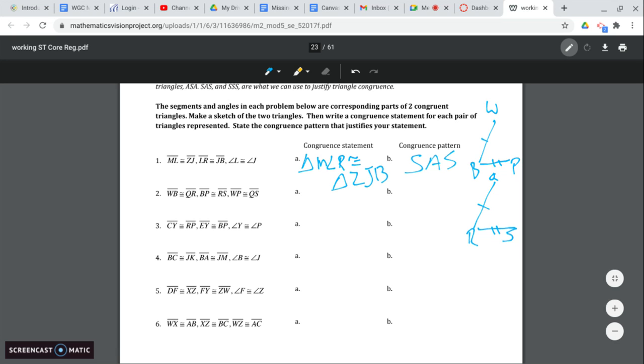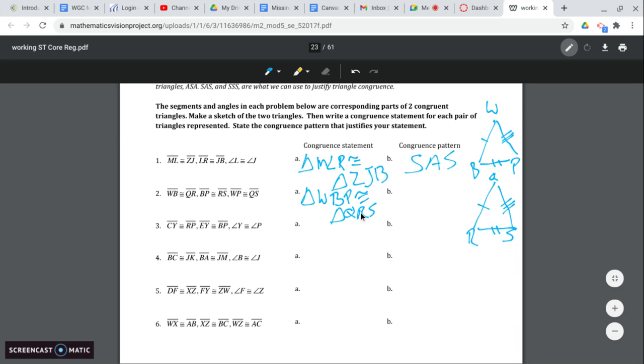So notice WP and QS have 3 tick marks because they're the third side that's congruent in here. There's 2 tick marks on BP and RS. It shows they're congruent. So we use however many tick marks we need to show those congruencies. So for our congruent statement, well, we have triangle WBP is congruent to triangle QRS.